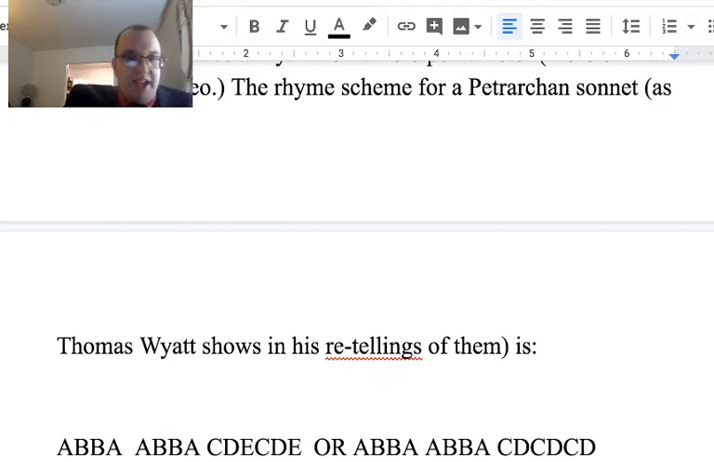So what we mean by these letters is, whatever word you start with at the end of the line, that's a sound that we're attributing to the letter A. And then that sound has to be repeated again in the rhyme for the fourth line. So normally when we think about rhyme, it's first line, second line, first line, second line. Not with Petrarch.